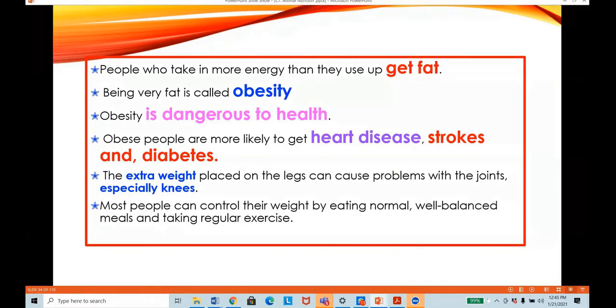And we all know what is diabetes. It is when the blood sugar level is high in the body. It is known as a condition called diabetes. It can be either insulin dependent diabetes or insulin non-dependent diabetes.